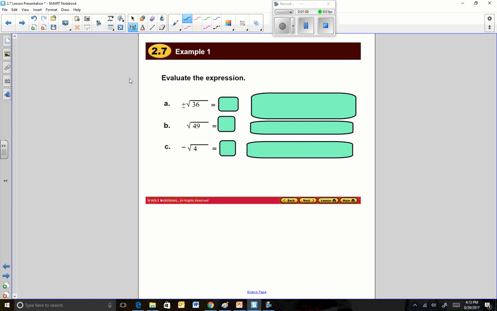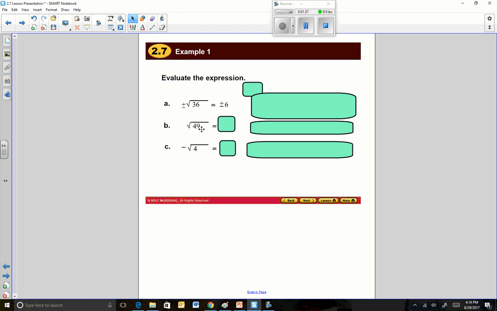Now, if you take the square root of 36, it is plus or minus 6. It has a plus or minus out in front here. So when they have something like that, they're trying to let you know that they want the plus or the minus of whatever the root is. So your answer would be plus or minus 6.